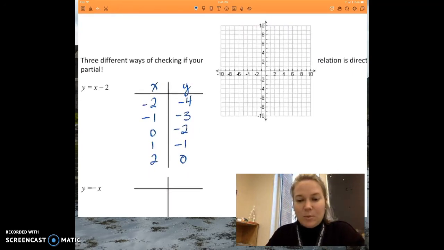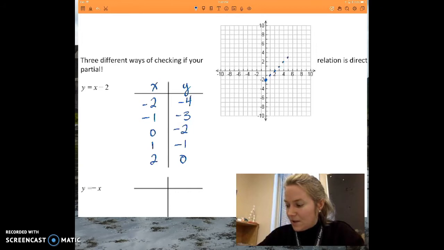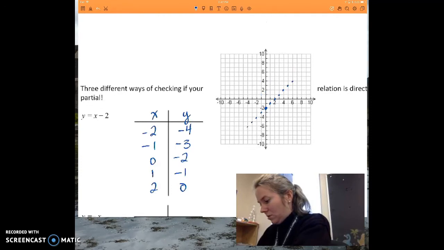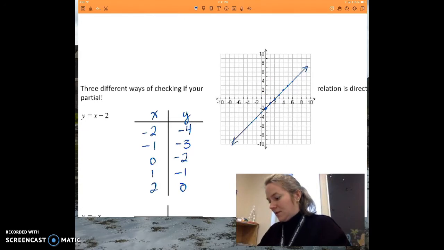Now let's translate those to the graph. You can either take these points and put them on the graph, or you can use the y equals mx plus b technique. That's what I'm going to use because it's just a little bit quicker. So my b value is -2. My slope is 1 over 1. It's positive, so the slope goes up this way, like that. I'm going to draw my relation. Oh, that's not a great line. Let's try that again. That's better. My arrows on the end.